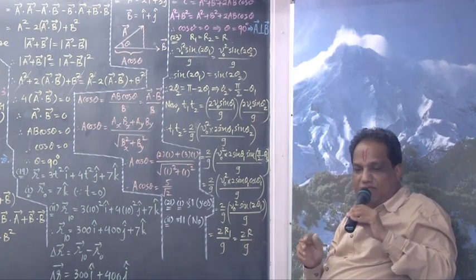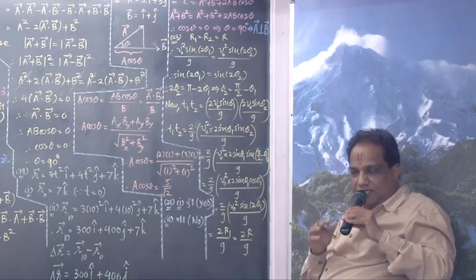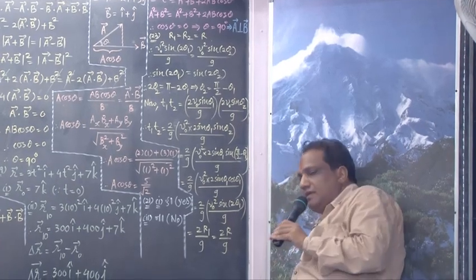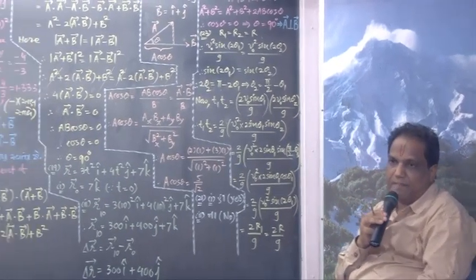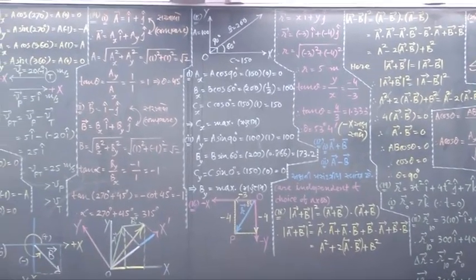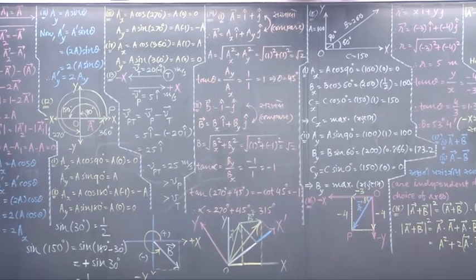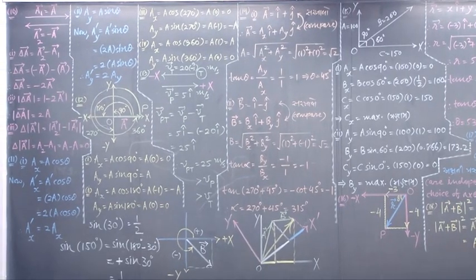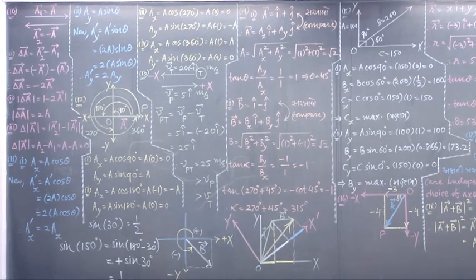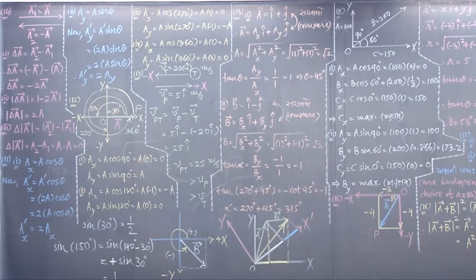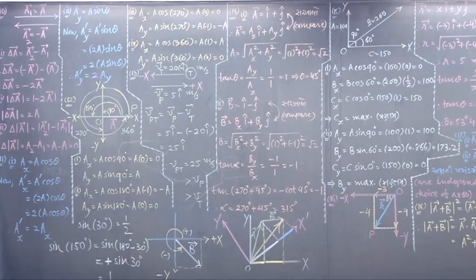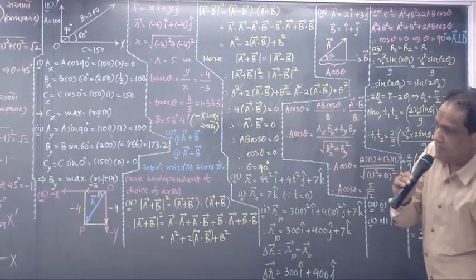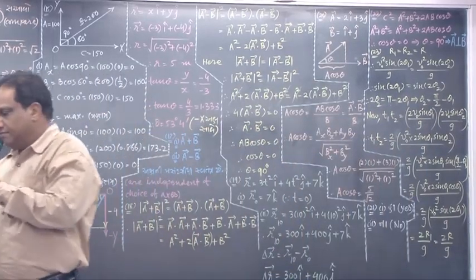For two different angles, if values of sine functions are same, then remember that, write below that: second angle equals pi minus first angle. Right, for example, write down this.